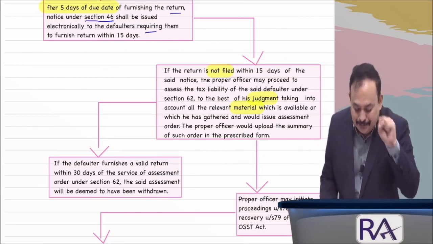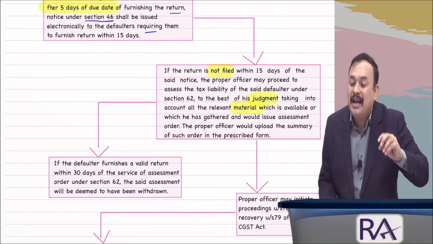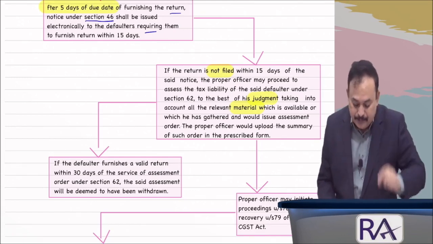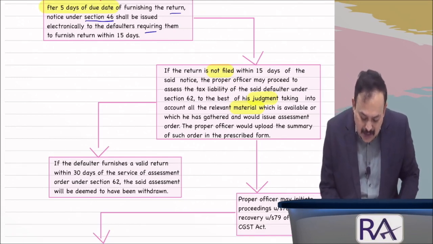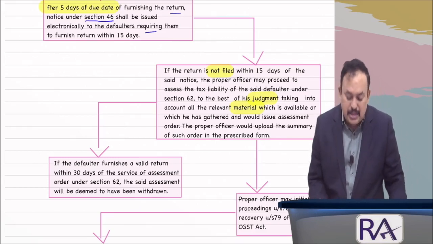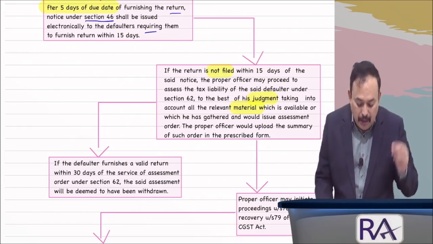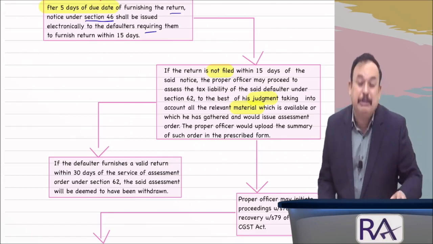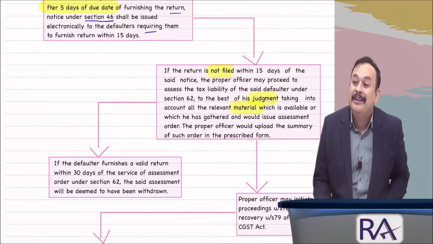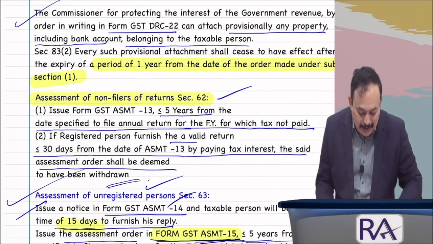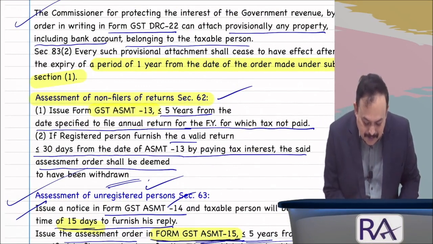Gather the information to assess the quantum of liability of such a person who has not filed the return, whatever is available or has been gathered, and issue the assessment order. With that information, the proper officer would upload the summary of such assessment order in the prescribed form. Which form? ASMT-13. We referred to it, no? ASMT-13. Assessment of non-filers of return, brothers, form GST ASMT-13.